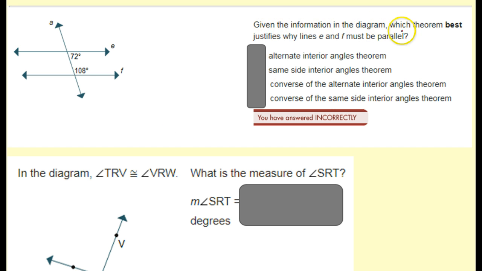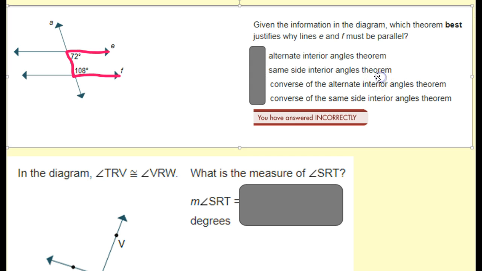Given the information in the diagram, which theorem best justifies why lines E and F must be parallel? Well, before I look too closely at the options, I see that the two angles that they gave us are same side interior angles. Again, they're inside the box, like we've seen on a couple of other problems. So these two angles would be supplementary only if the lines are parallel. But these are called same side interior. So if I see that, then that's going to be the answer.